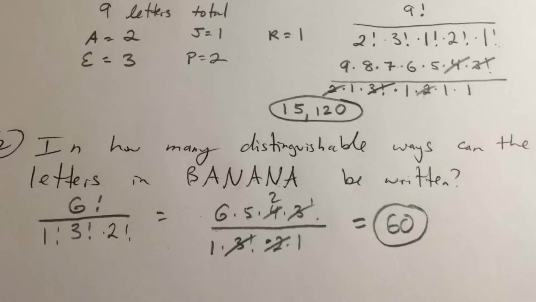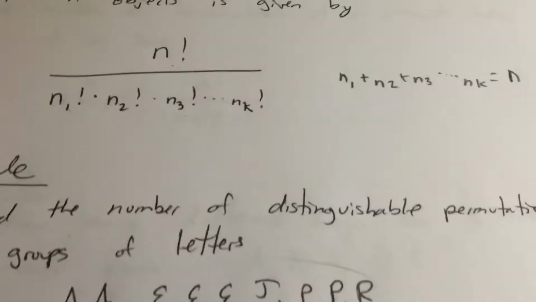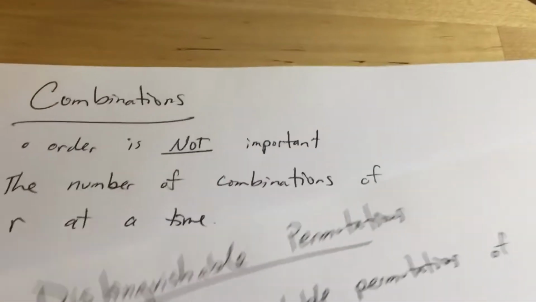Now, what happens if I actually didn't care about the order of something? Well, like if I'm ordering a pizza, right?